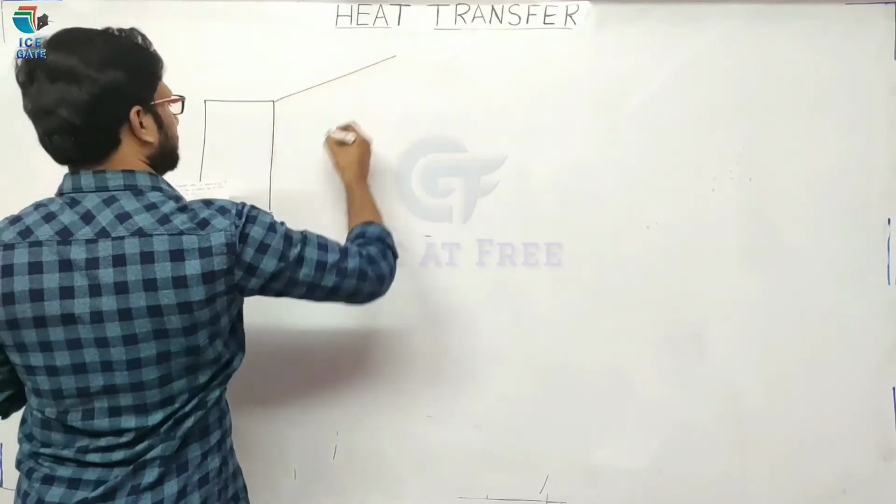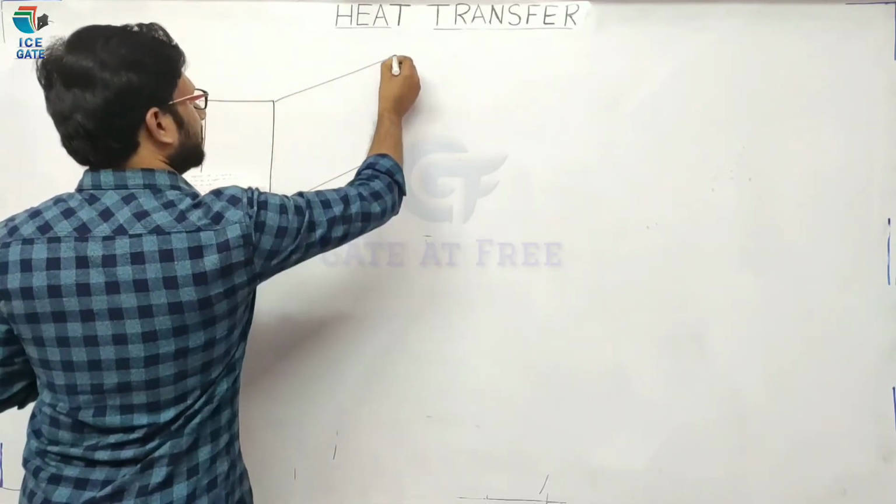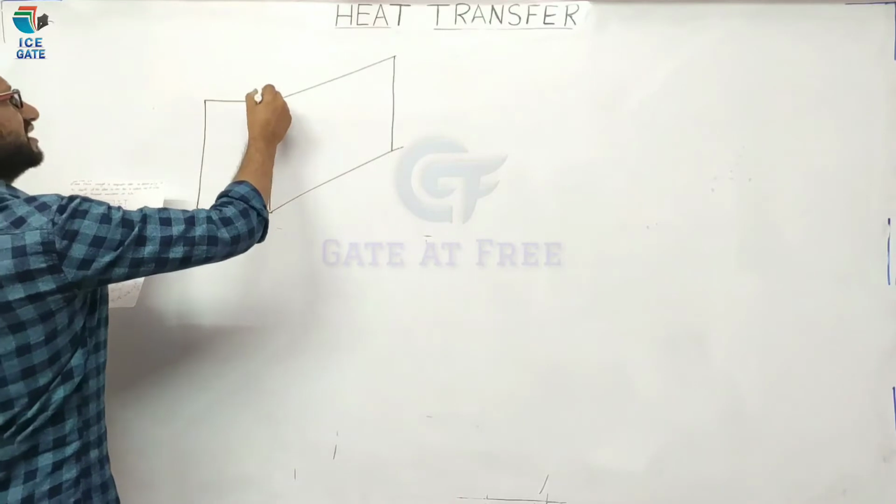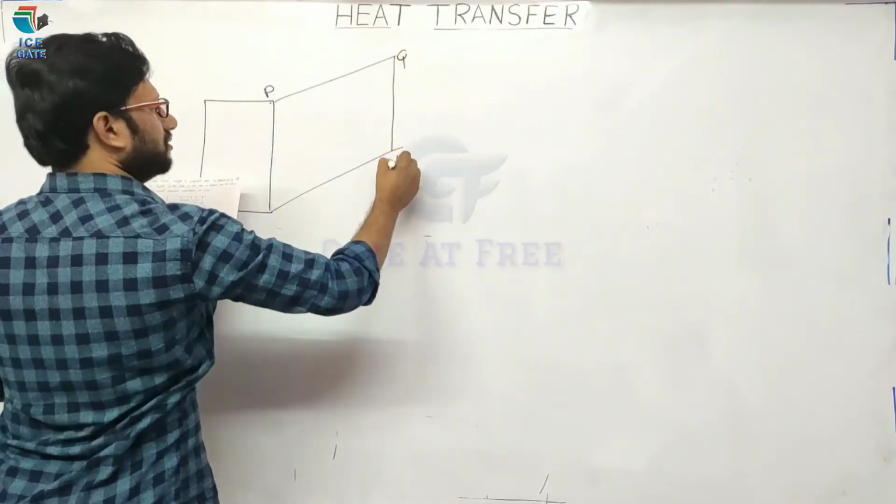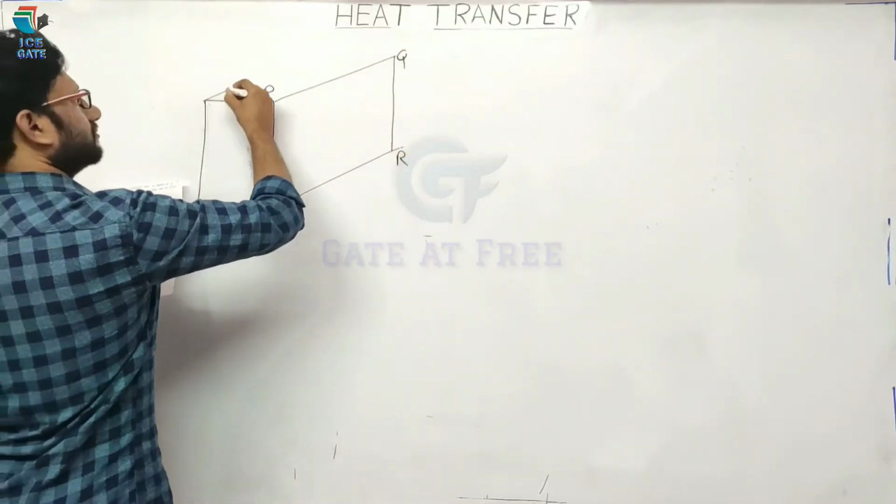So this is a diagram. Okay, now I am assuming right side as PQRS.